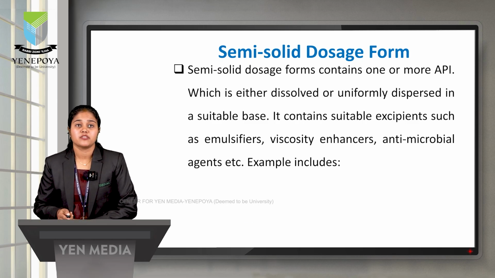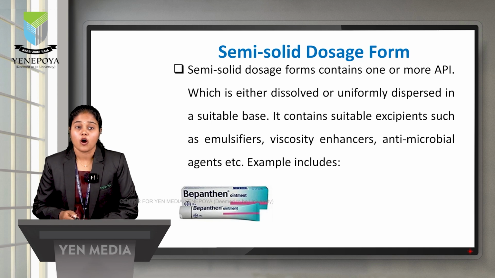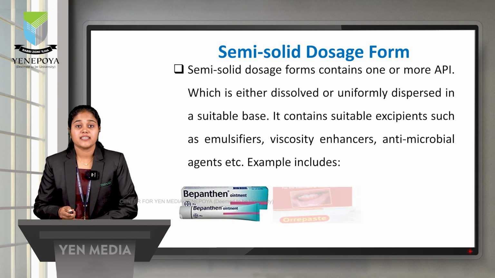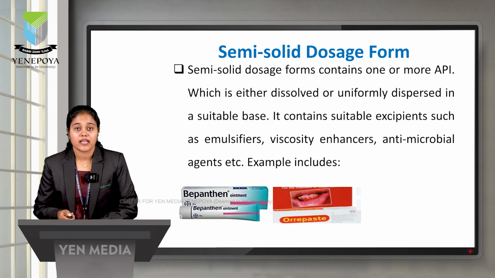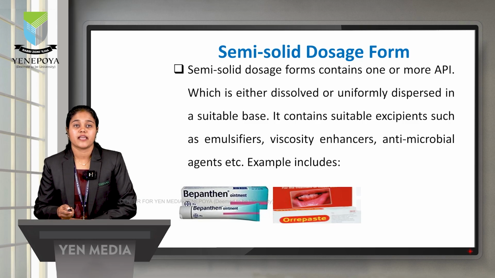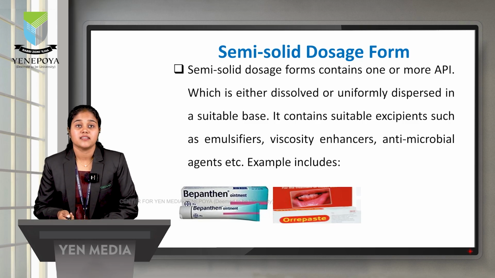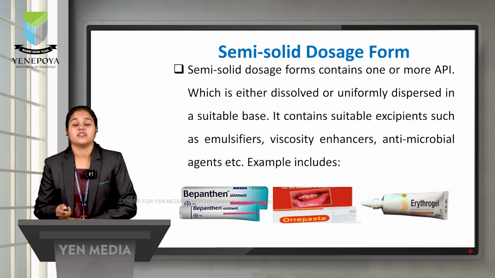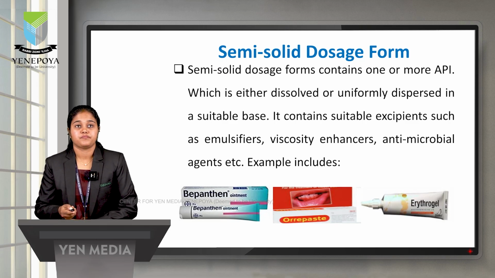What are the examples for semi-solid dosage forms? Ointment is one example. The next is oral paste, mainly used for oral ulcers, that can be an example, as well as gels. So these are some examples of semi-solid dosage forms.